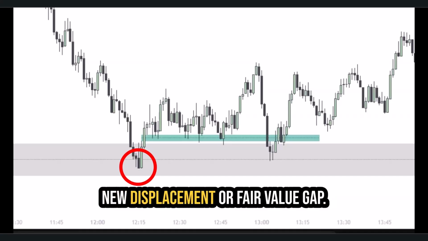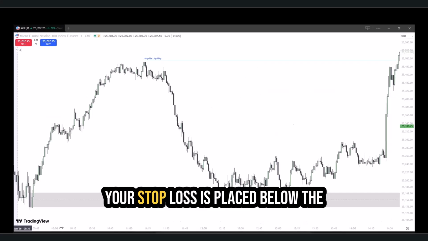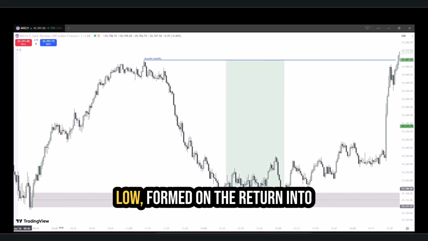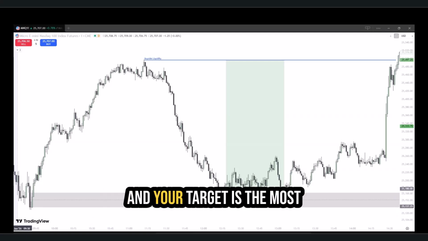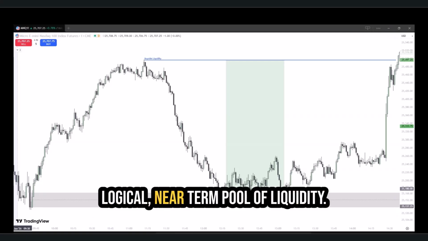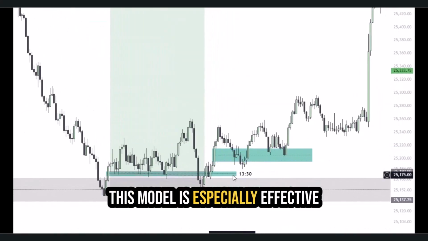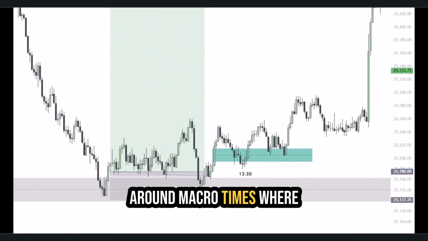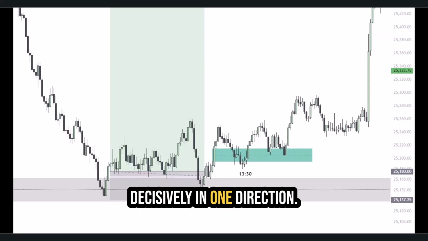That new displacement or fair value gap becomes the basis for your entry. Your stop loss is placed below the low formed on the return into the first presented fair value gap, and your target is the most logical near-term pool of liquidity. This model is especially effective around macro times where price often moves cleanly and decisively in one direction.